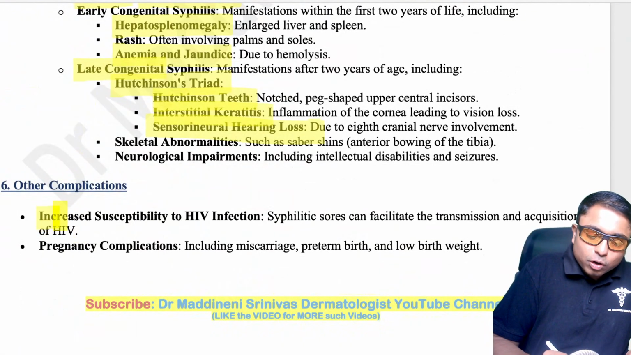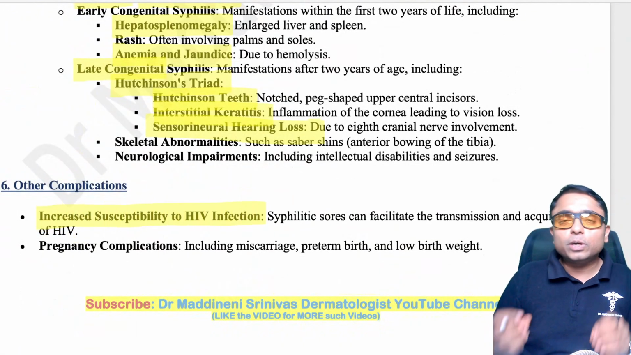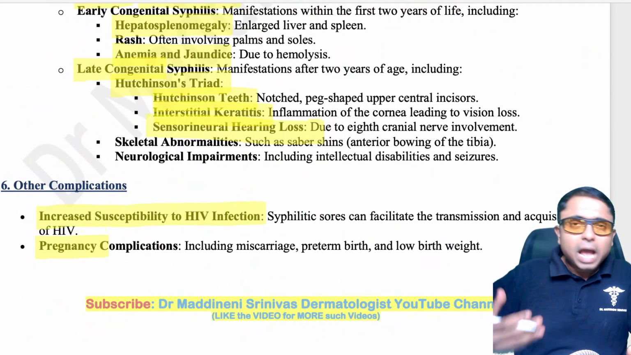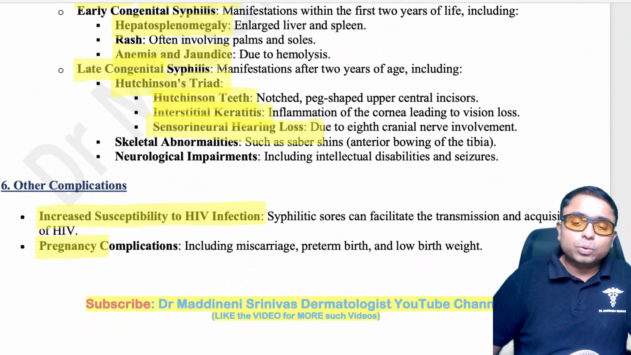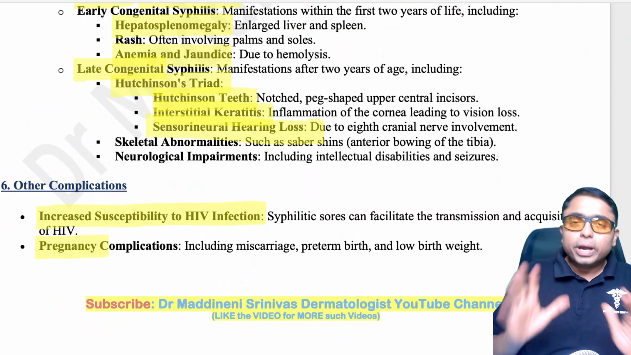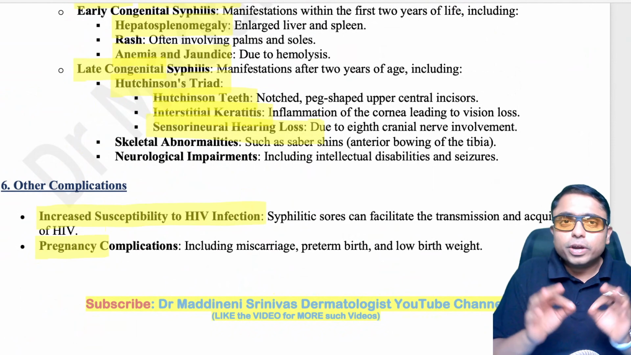And what are the other complications? Increased susceptibility to HIV infection and also pregnancy complications, miscarriage. I hope all of you know we do the investigation to rule out syphilis in the pregnant woman. Okay, this is it. Write this down and you are going to get full marks.